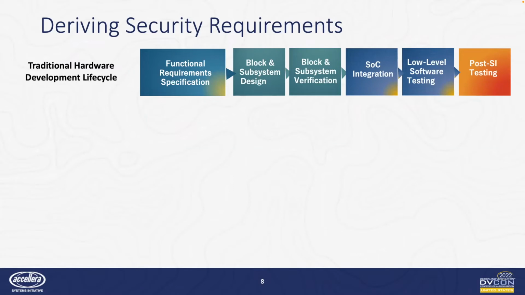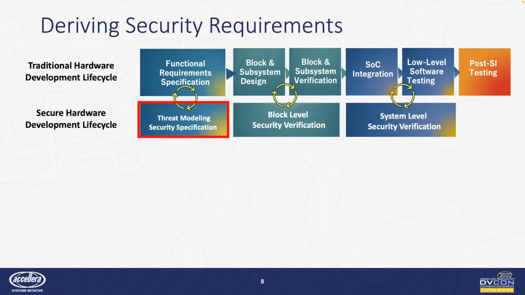Hardware design starts with creating a functional requirement specification, followed by block and subsystem design and verification. Then the SoC is integrated and low-level software is tested. This is then followed by tape-out, manufacturing, and post-silicon testing. The hardware security program runs in parallel with functional design and verification and has similar steps. Each step interacts with the design flow and may require iterations as issues are identified.